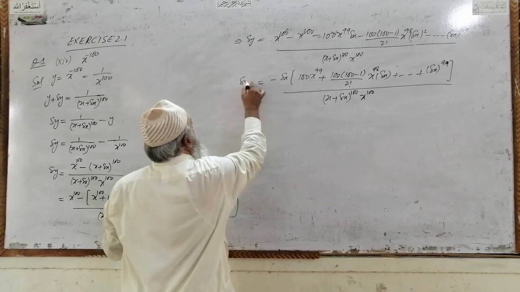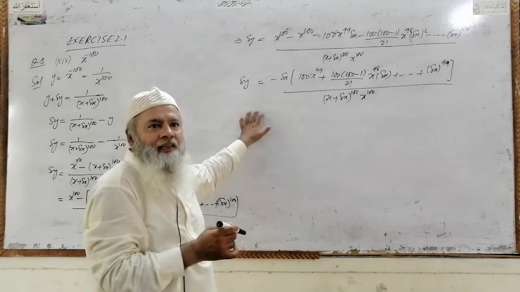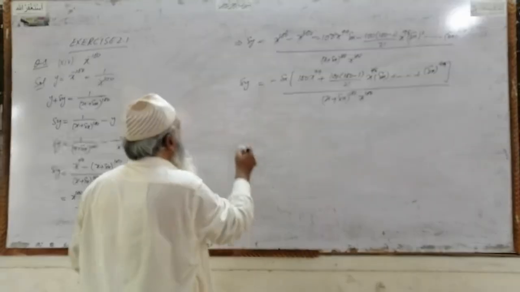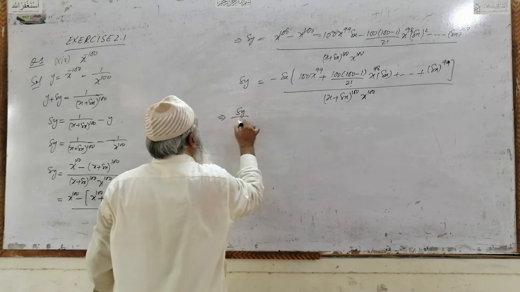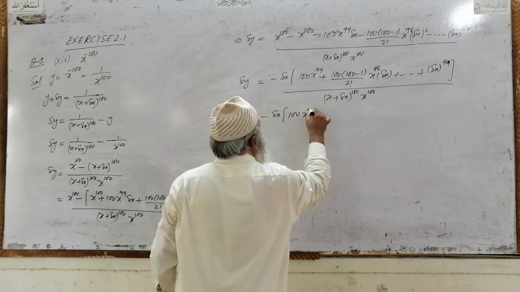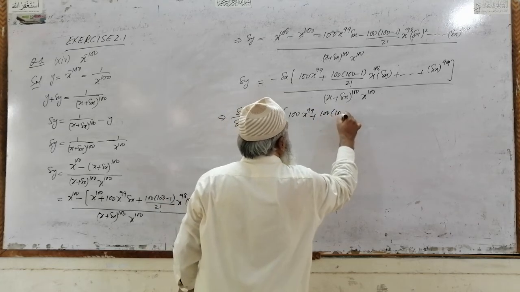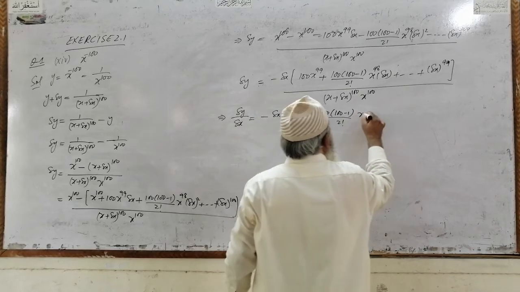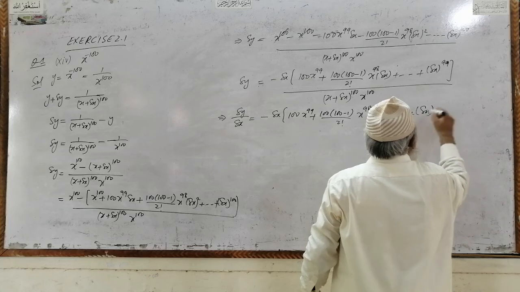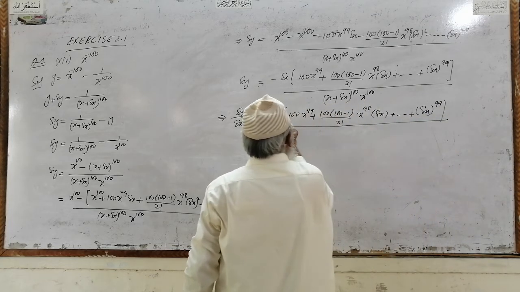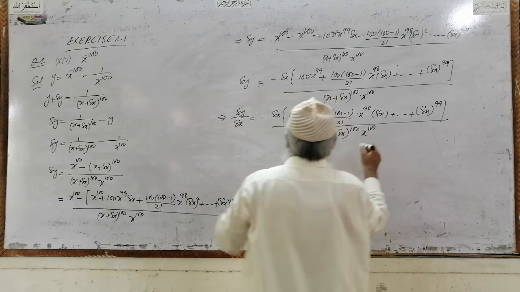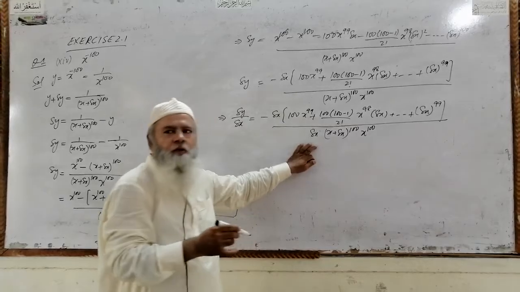Now when you divide both sides by delta x, this delta x will be cancelled out. You can skip this step as well. Okay, dividing both sides by delta x, we will have minus delta x into 100 x raised to power 99 plus 100 into 100 minus 1 over 2 factorial x raised to power 98 delta x plus, and so on, up to delta x raised to power 99, divided by x plus delta x raised to power 100, x raised to power 100, and obviously we have divided both sides by delta x.